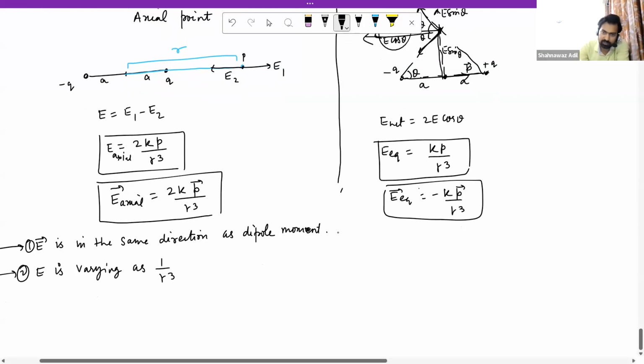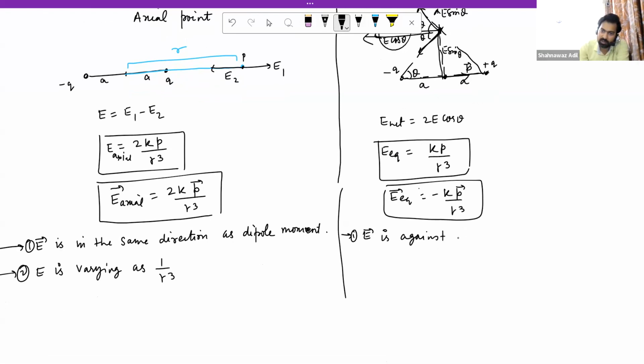So for this one, the electric field is against the direction of the dipole moment. And then the second point is that E varies as 1 over r cube.